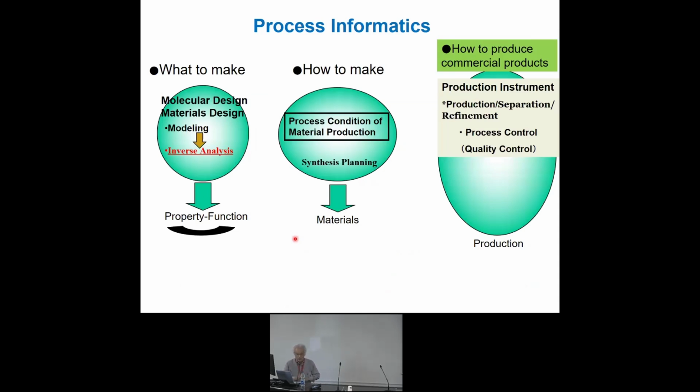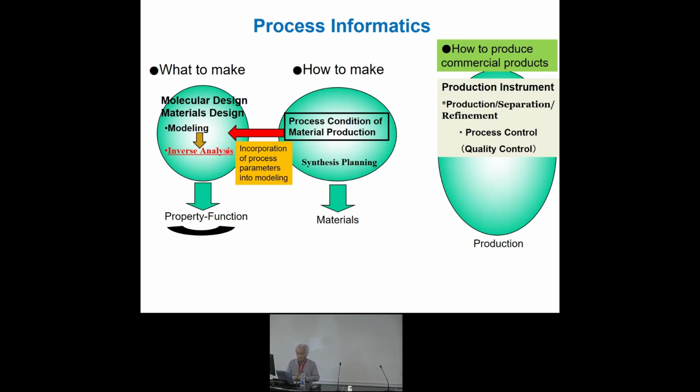And this slide shows a part of the former slide, the overview of the Chemoinformatics world. This part is what to make. And in this part, a structure-property relationship model is constructed for inverse analysis to generate candidate structures or materials. The important point is incorporation of process parameters into the modeling step. When we consider what to make, how to make is also considered at the same time. That is a very important matter. So this important concept is material design.